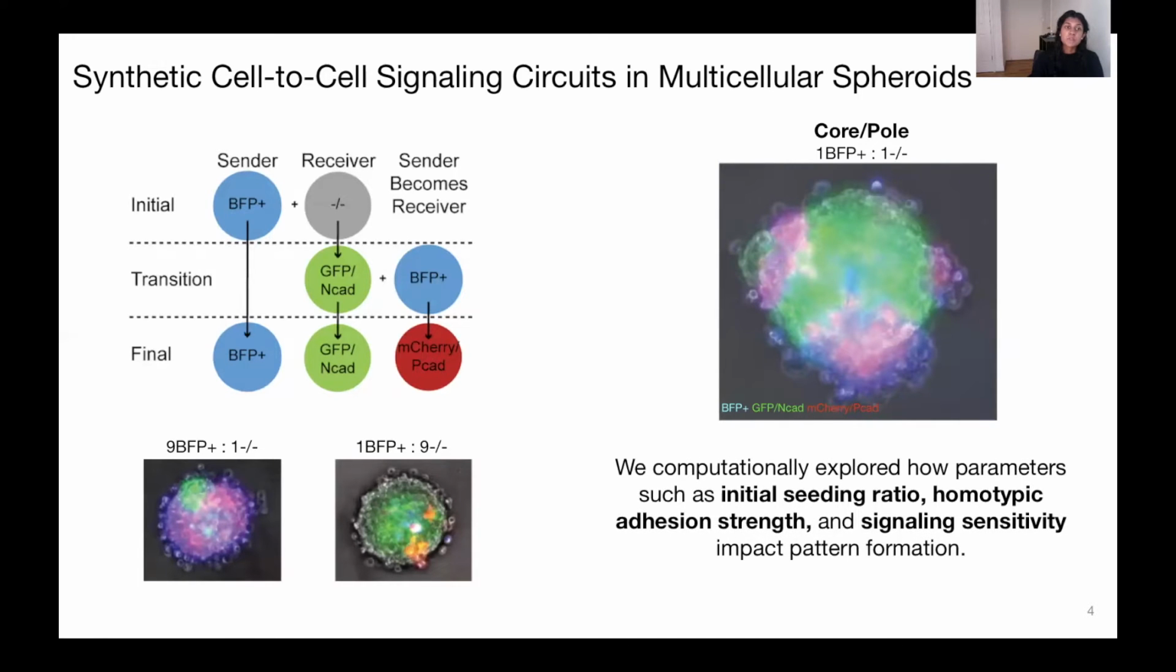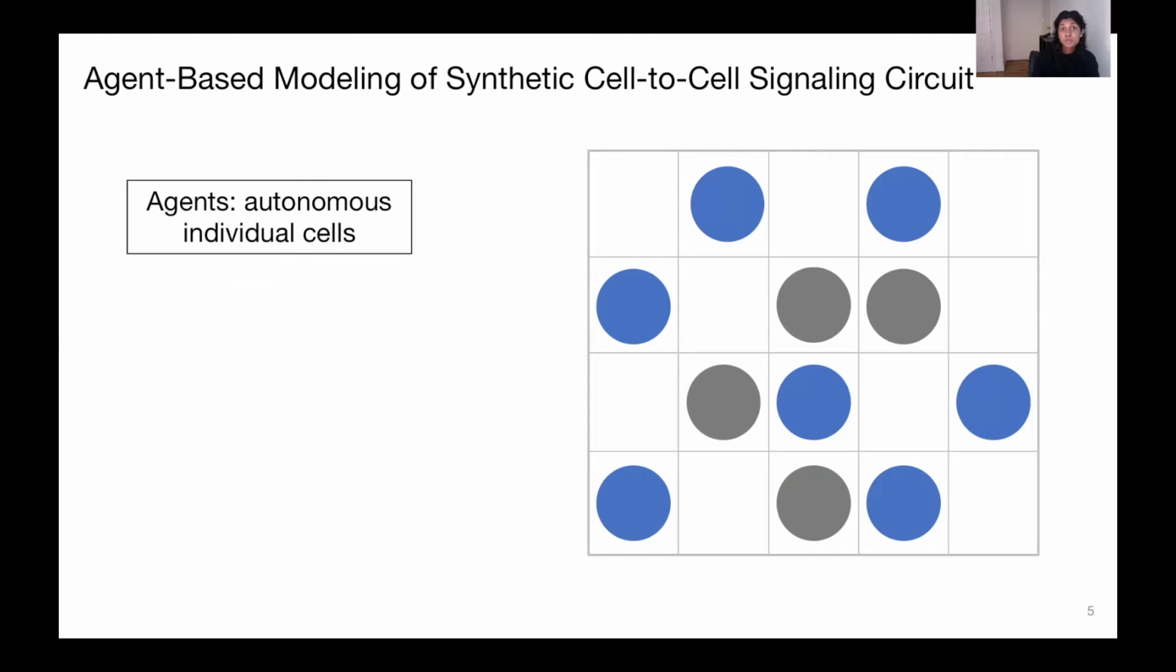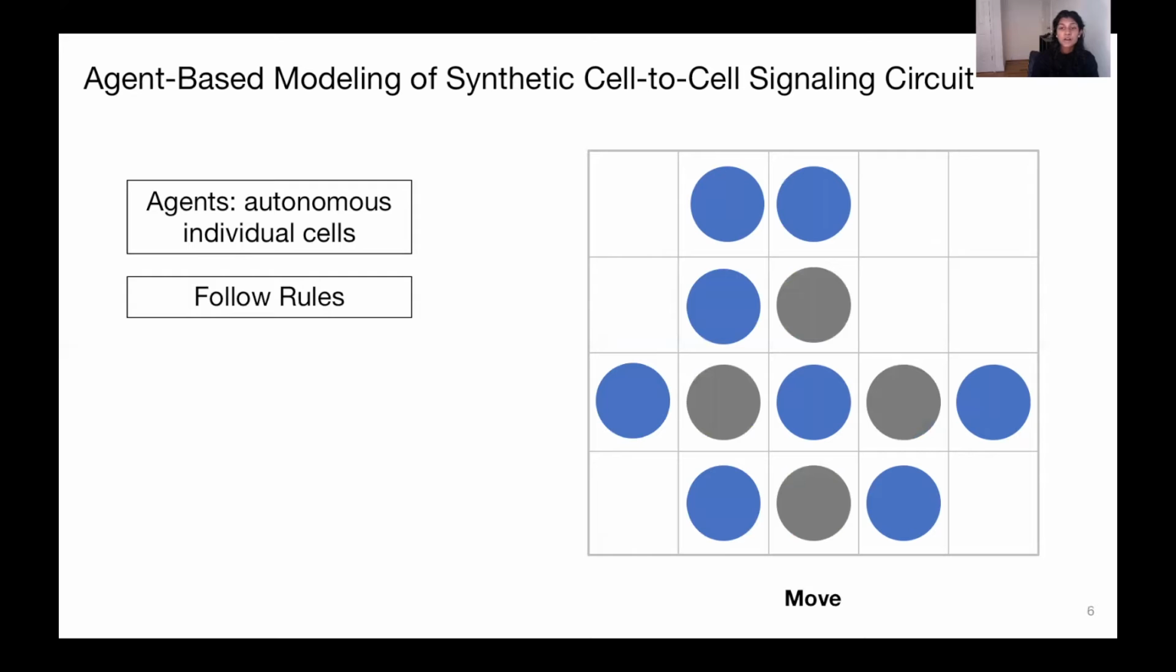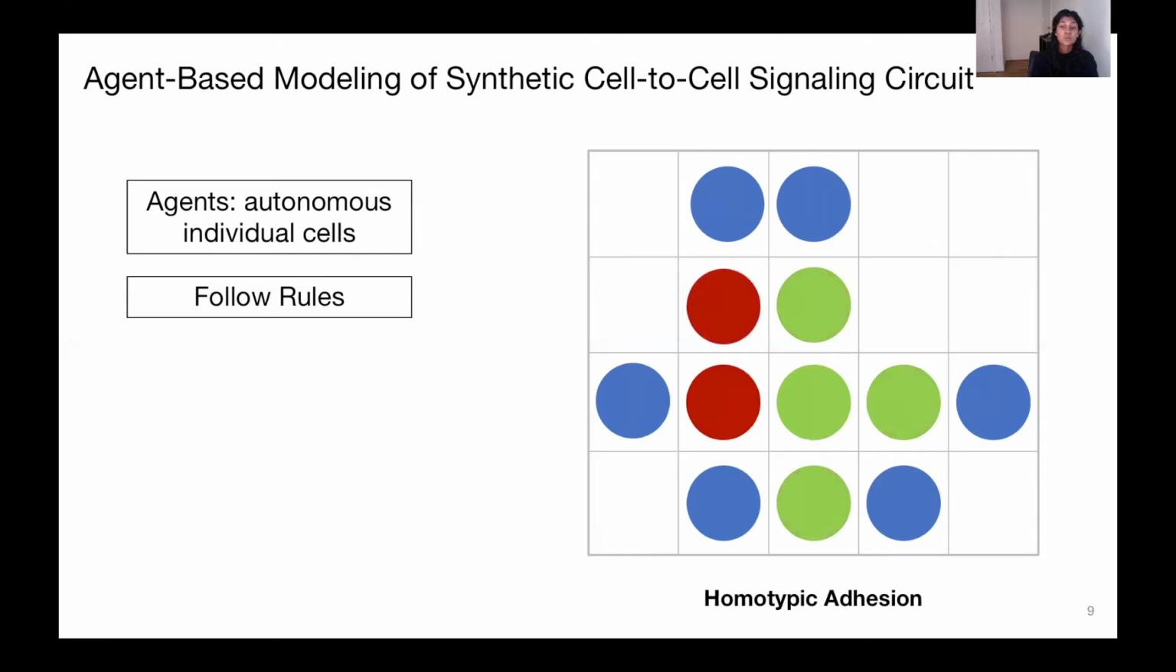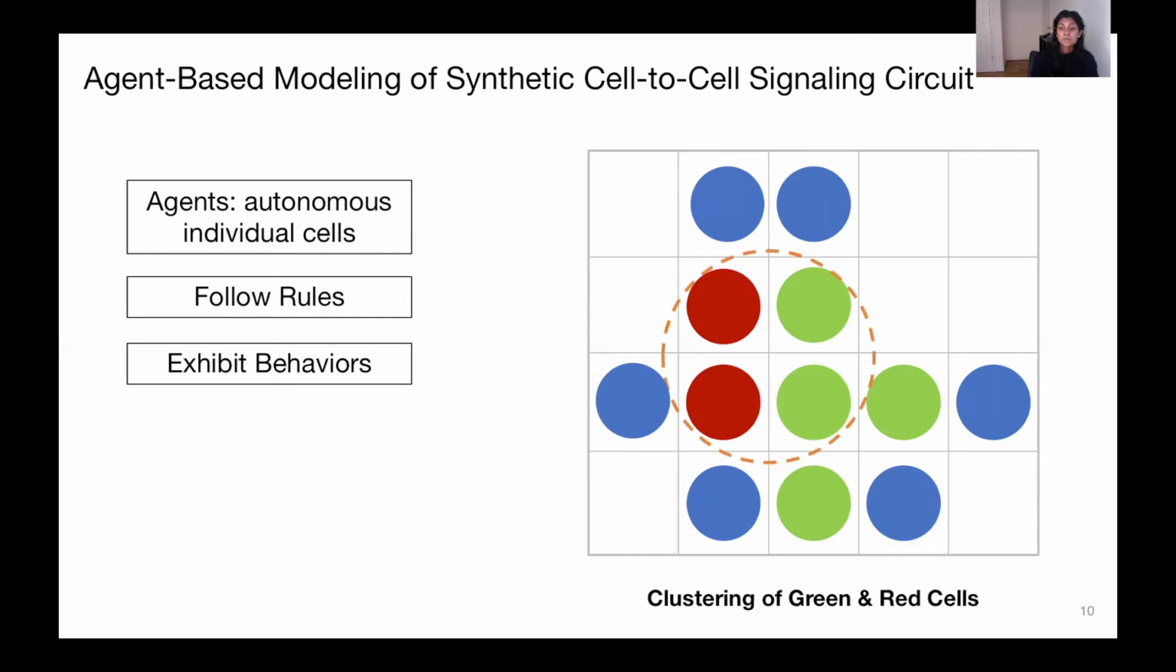So we developed a computational model to explore how these signaling parameters can impact pattern formation. Specifically, we developed an agent-based model of the synthetic cell-to-cell signaling system, in which we modeled the interactions of autonomous individual cell agents in a spatial grid over discrete time steps. These agents can follow rules such as moving, expressing phenotypes based on sender cells, as well as homotypic adhesion. As these agents follow rules, we can see them exhibit behaviors such as the clustering of green and red cells.